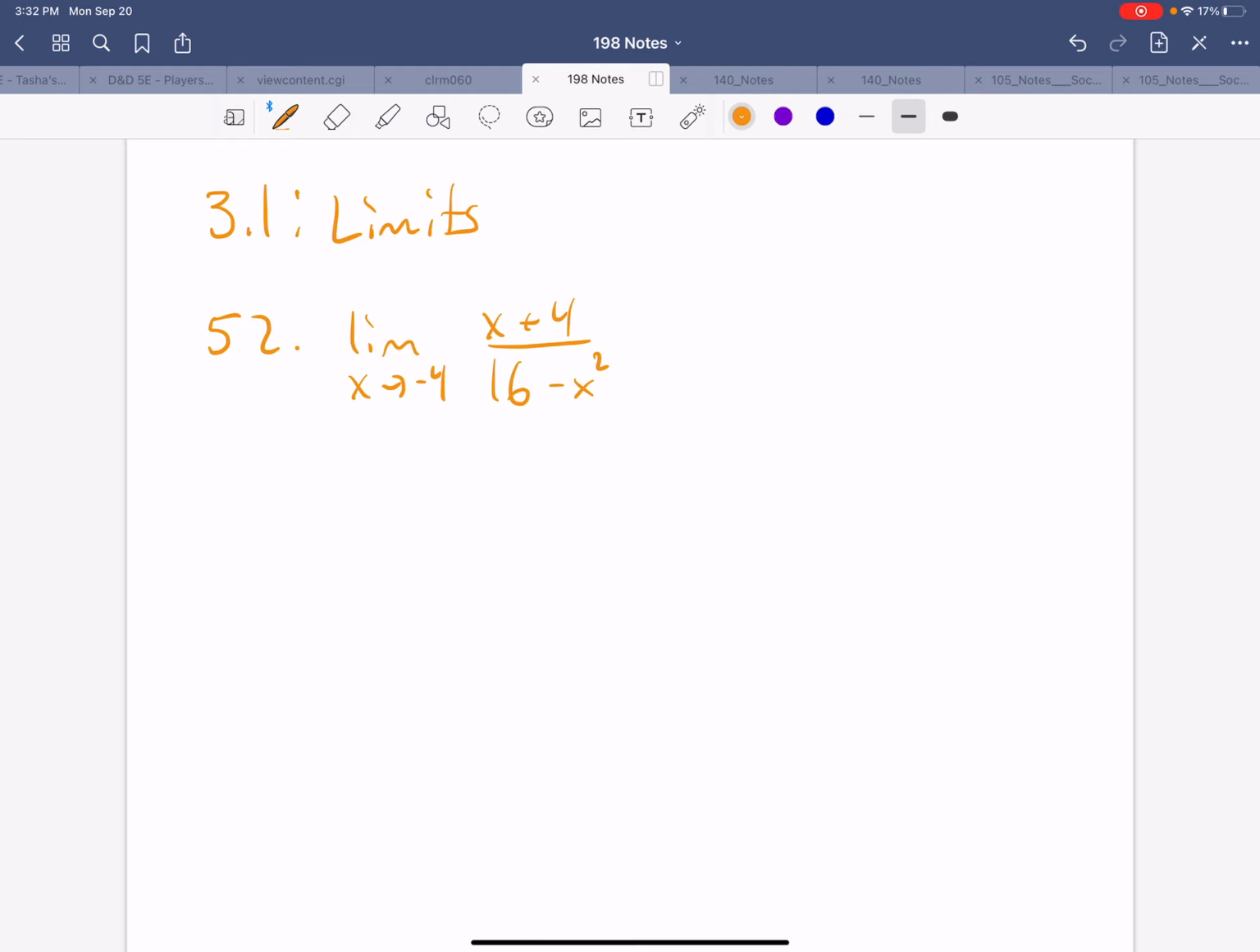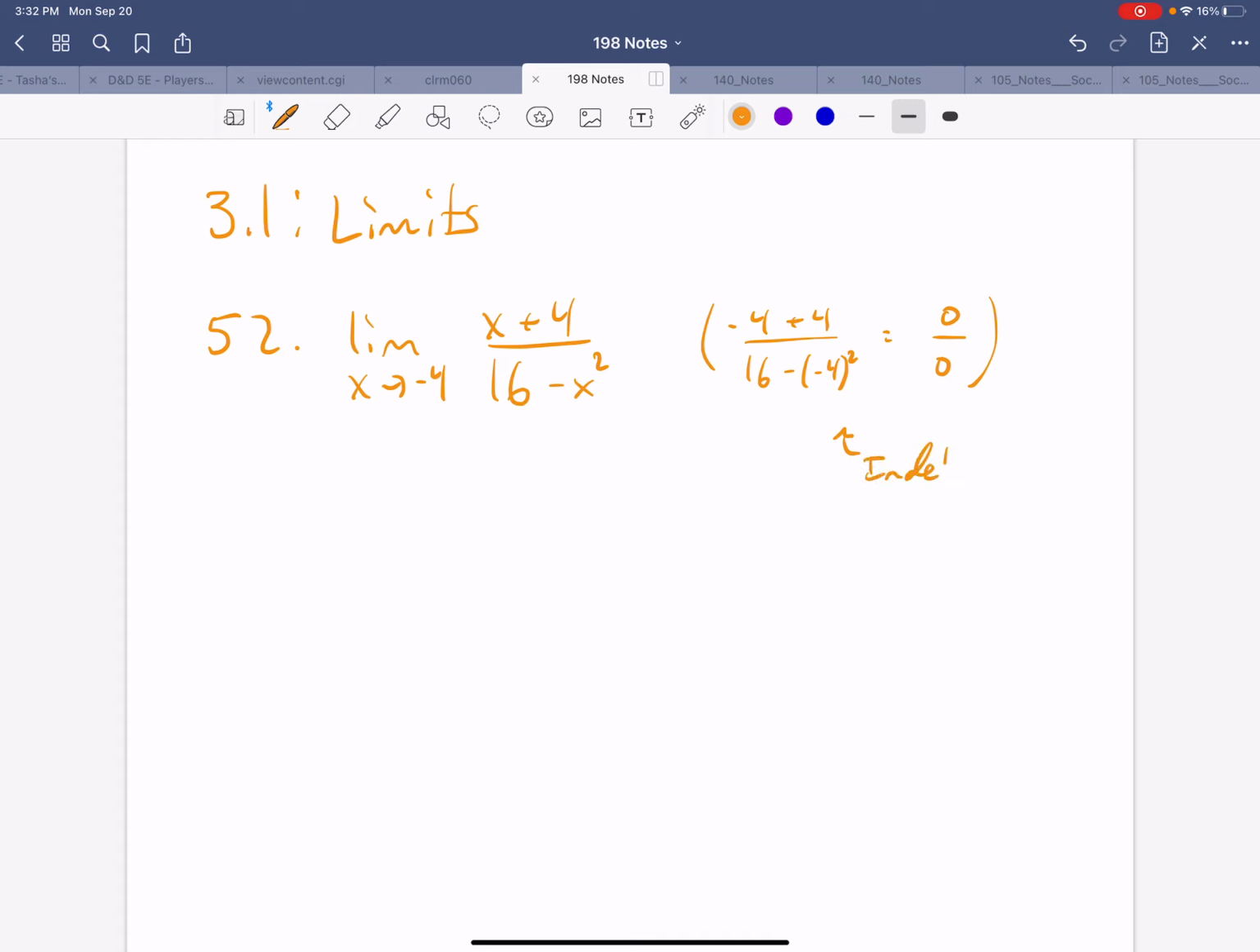So you might notice that if you just try to plug in negative 4, you get negative 4 plus 4 over 16 minus the quantity negative 4 squared, and that equals 0 over 0, right? No help to us. Well, that's not totally true. We know that it's an indeterminate form.